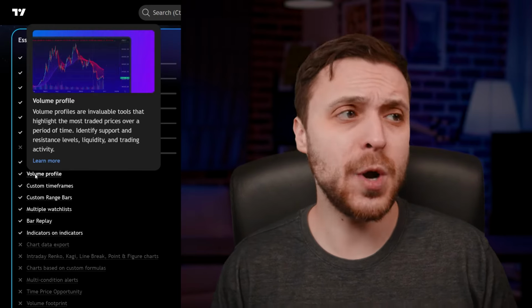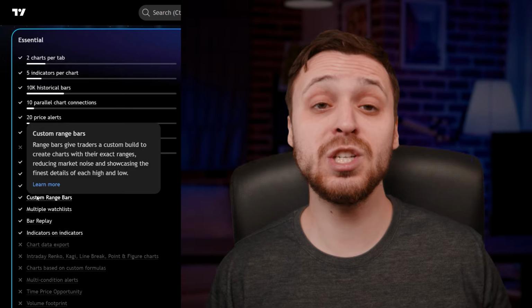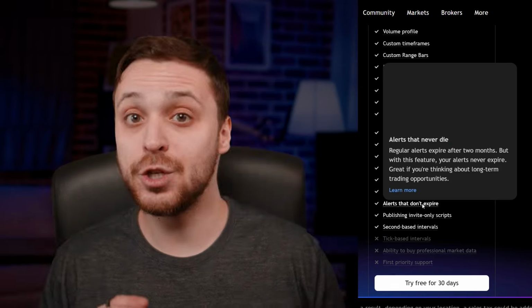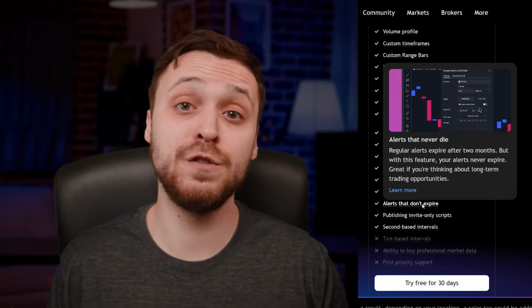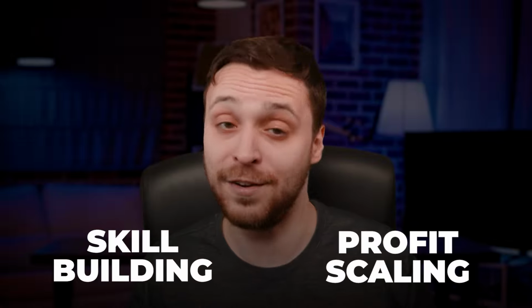Think of it this way. TradingView Essential is for the trader who has found a basic strategy and just needs a clean, powerful space to execute it on a few key setups. TradingView Premium is for the trader who's found an edge and needs an unlimited toolbox to exploit it across the entire market in real time. That's the core bias built into these plans, one for skill building, the other for profit scaling.